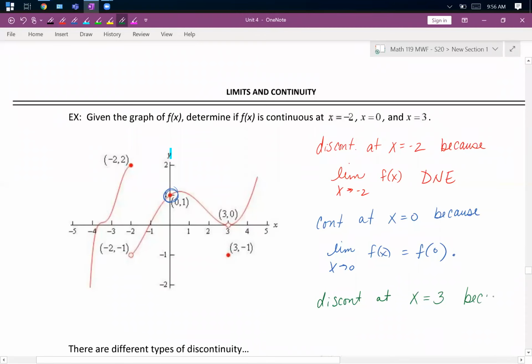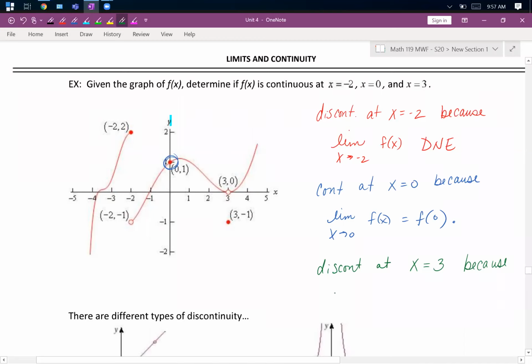does not exist. Well, the limit exists because the limit as we approach from both the left and the right approaches 0. So the limit exists. Would it just be undefined? No, it's not undefined because we've got a point down there. Okay, we're discontinuous because the limit as x approaches 3 of f of x, which is 0, does not equal the actual value at 3.